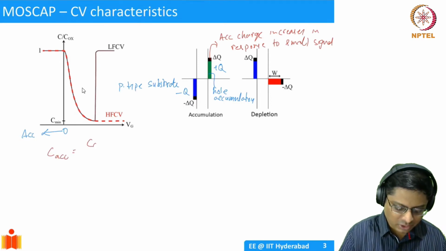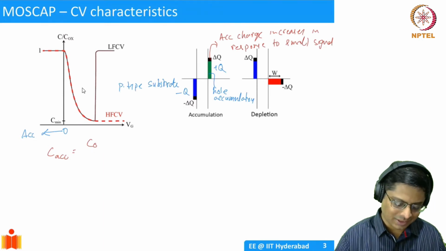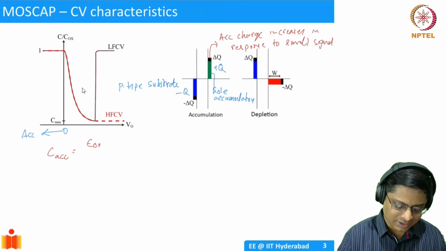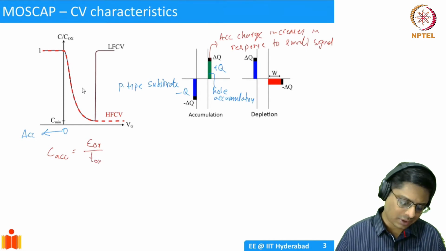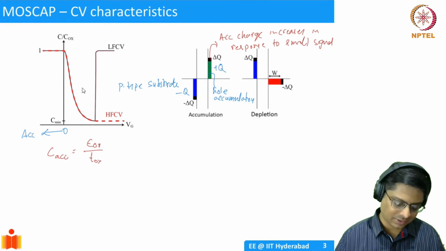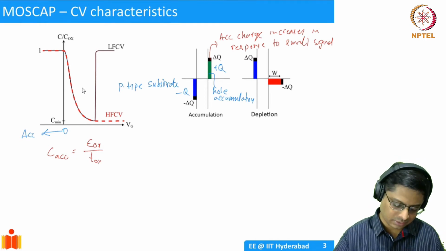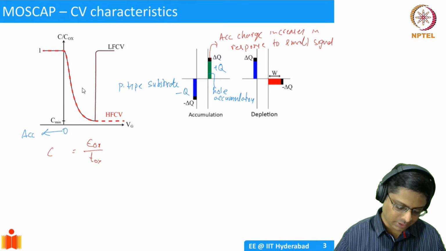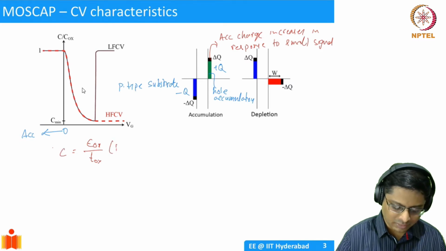It's going to be, sorry, not C ox, I'm sorry, it should be epsilon oxide divided by T of the oxide, thickness of the oxide. Okay. Well, this is the overall capacitance, right? So even I could call it, in the accumulation, I can remove this part. I can say C is equal to this in accumulation.